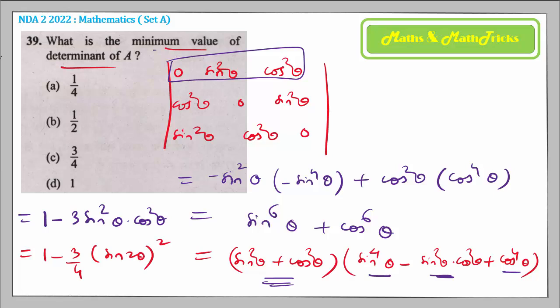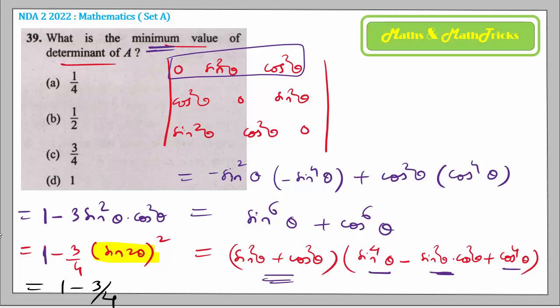Now you know that you are asked the minimum value. The minimum value is possible when the sin 2θ is the highest. If you subtract the highest value of sin 2θ from 1, you will get the minimum value. The highest value of sin 2θ is 1, because the sine function takes a maximum value of 1. So simply you are subtracting 3 by 4 from 1, and that gives you the value 1 by 4, and hence the minimum value of the determinant of this matrix is 1 by 4, option A.